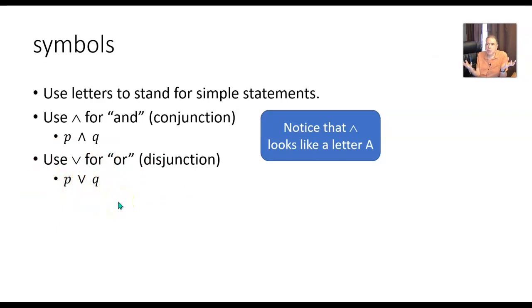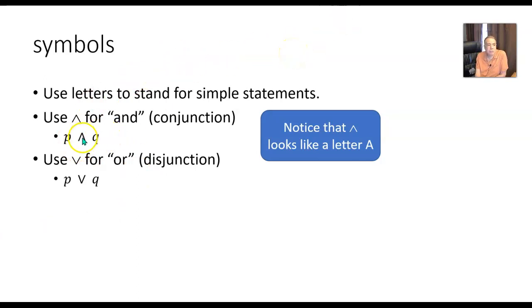And I should maybe mention that these are probably the most commonly used symbols for and or, but there are other symbols that other people sometimes use instead. Certain programming languages for computers might use an ampersand for and, a vertical line for or, or some other symbol like that. But these are the symbols that we will be using. They're the ones that I think are used most commonly.